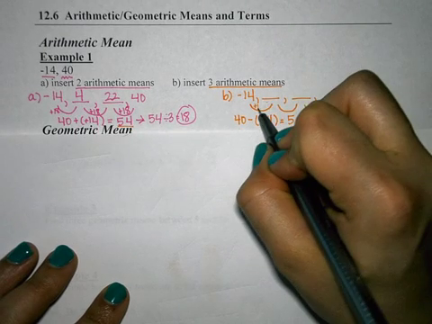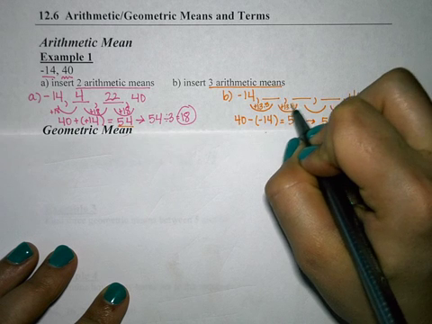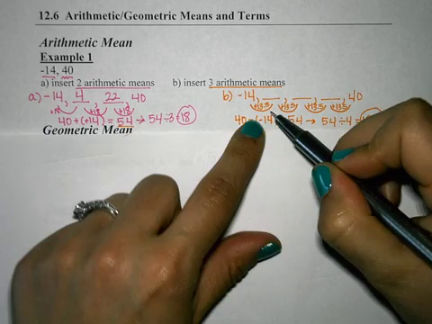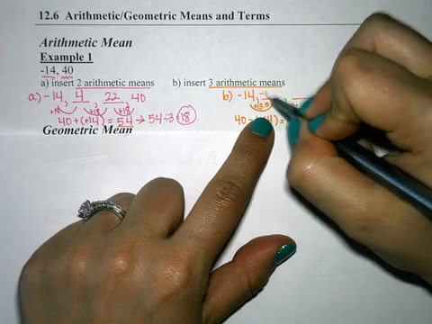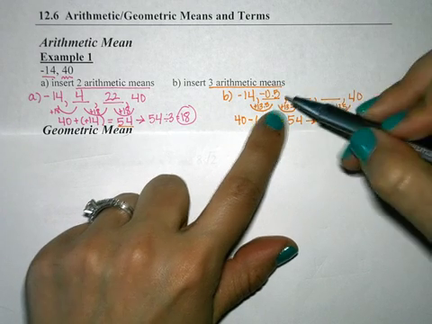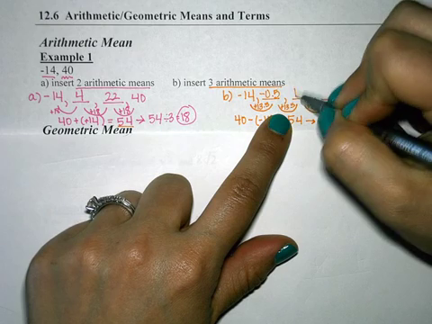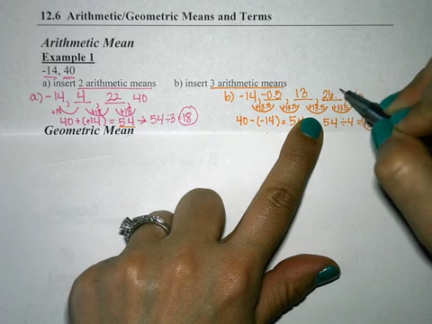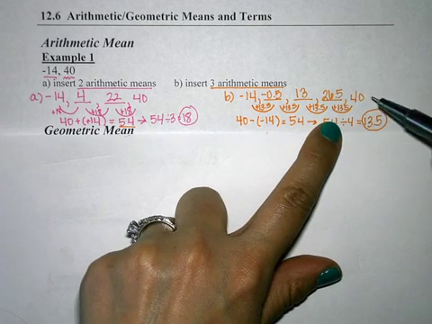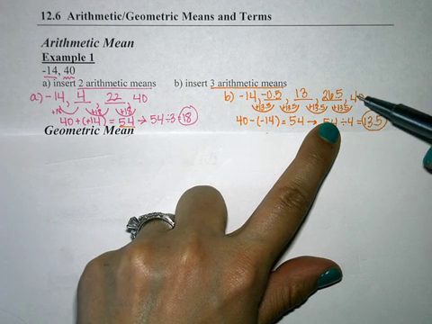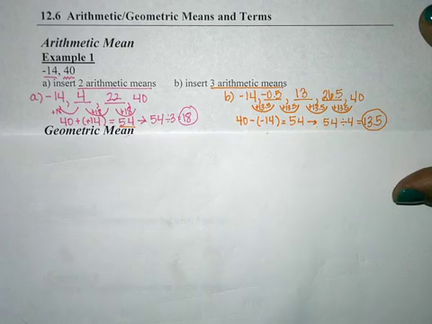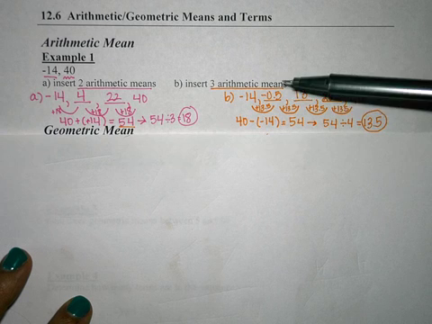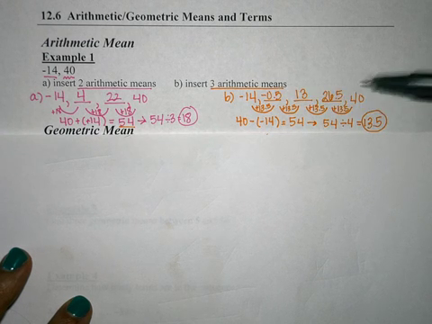So from each term, I'm going to add 13.5. So negative 14 plus 13.5 gives me negative 0.5. Negative 0.5 plus 13.5 gives me positive 13. And 13 plus 13.5 gives me 26.5. Let's check it to make sure we end up at 40. 26.5 plus 13.5 gives me 40 in the end. So our common difference D was 13.5, and that gave me the three terms in between as negative 0.5, 13, and 26.5.